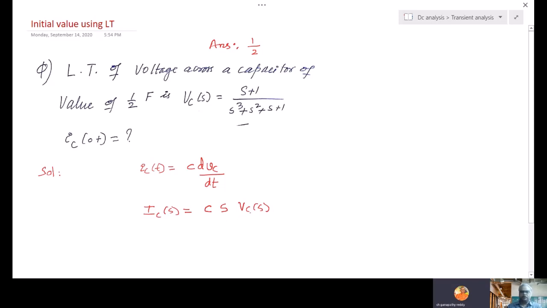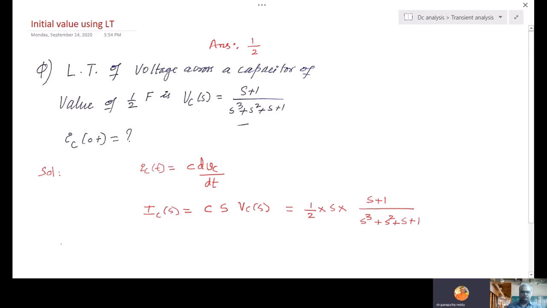So, in this simplify, C is 1/2. So 1/2 into S into S plus 1 by S cube plus S square plus S plus 1. Now, one lengthy method is inverse Laplace transform of this. This is IC of t. Replace t with 0. You get the answer. But that is a lengthy method.